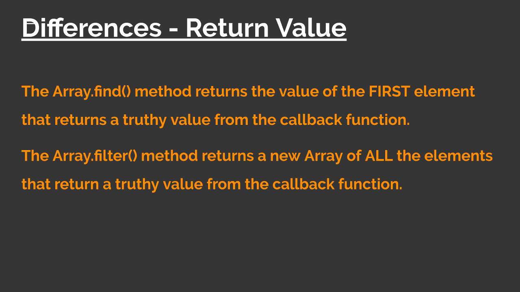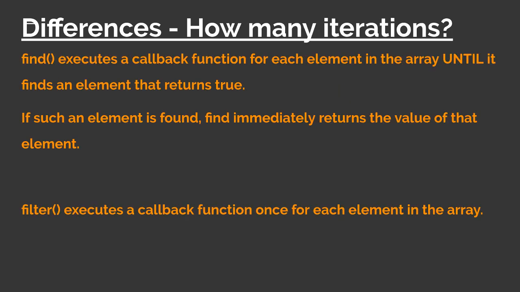Am I going to spoil it if I go one more? Let's see. We've done how many iterations as well. So find only goes until that first element is found and just returns a single element. Whereas filter executes that callback function for each and every element in the array. So we had 10 elements in our numbers array, it executed 10 times. Make sense so far? Any questions?